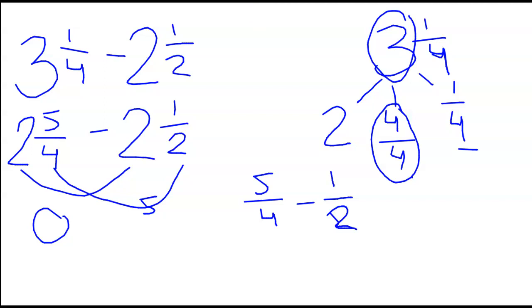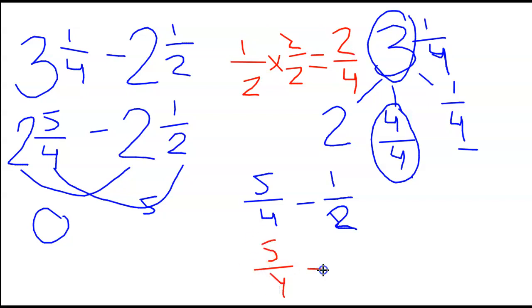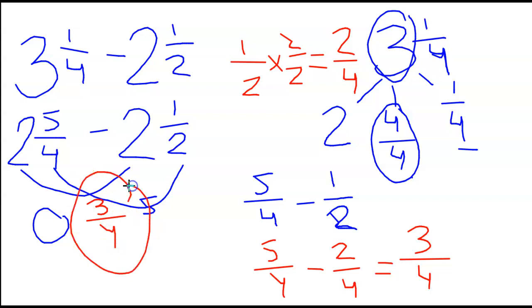Okay, so let's go ahead. Let me go ahead and switch to a different color because I know there's a lot on the screen. Let's change that 1/2 into fourths. All right, so it's going to be 2/4. Okay, so now I'm looking at 5/4 take away 2/4. What's that going to get me? Well, 5 take away 2 is 3. Have those fourths. So my final answer would be 0 3/4 or just 3/4.